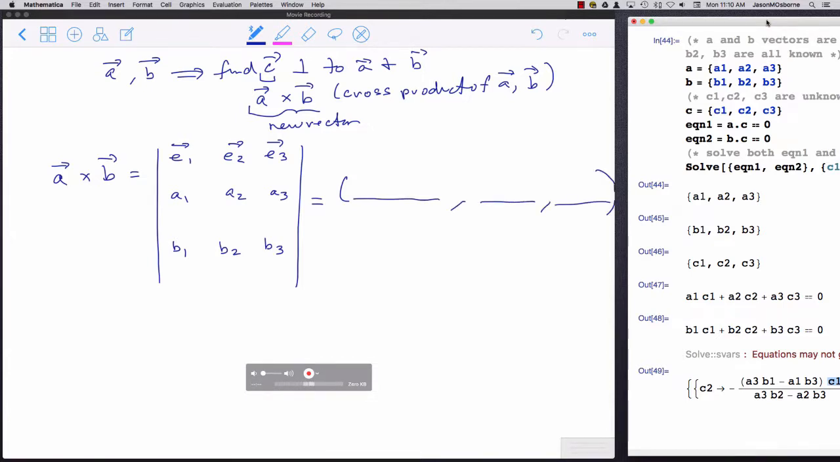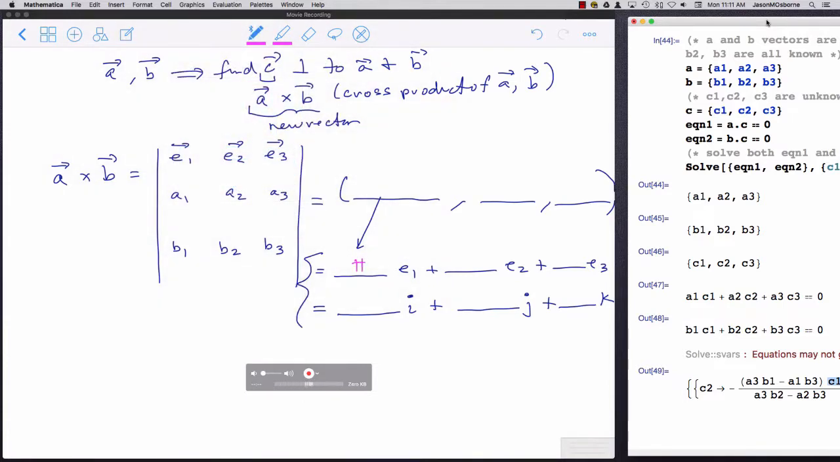What goes in the first entry is some number times E1 plus some number times E2 plus some number times E3. That's one way to write it. Or you could write it as some number times I plus some number times J plus some number times K. Depending on how you want to write these, the goal is still the same: you are trying to fill in these three entries. So pick your favorite notation.